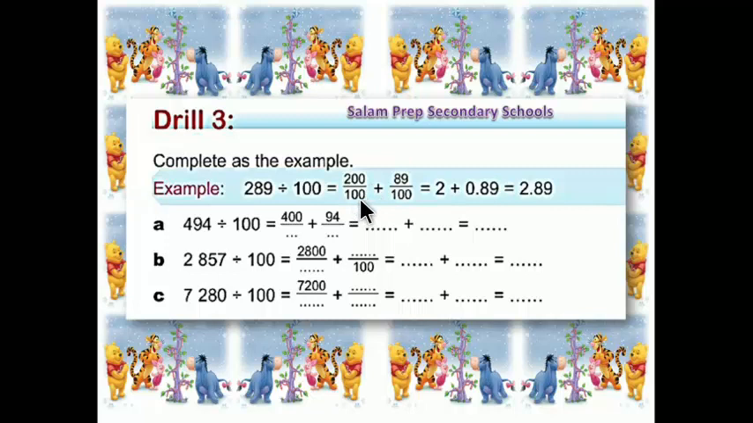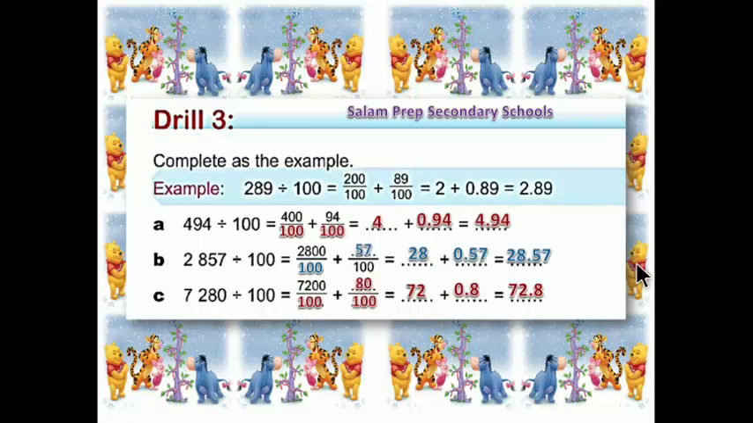200 over 100 equal 2. We can remove 2 zeros with 2 zeros. 2 divided by 1 equal 2. Plus 89 over 100 equal 0.89. Now 2 plus 0.89 equal 2.89. Now you can solve these problems as we done in our example.